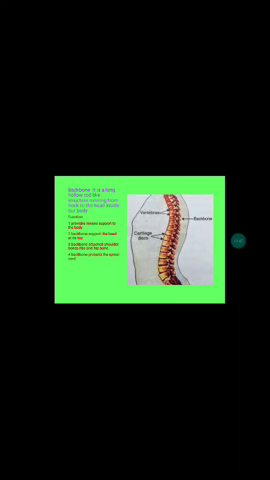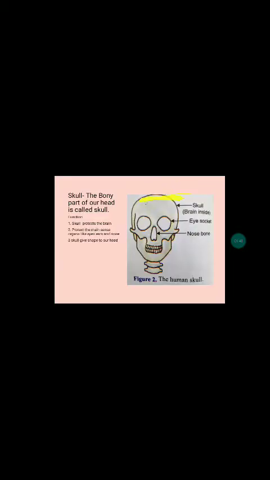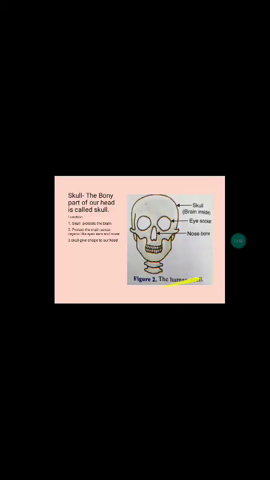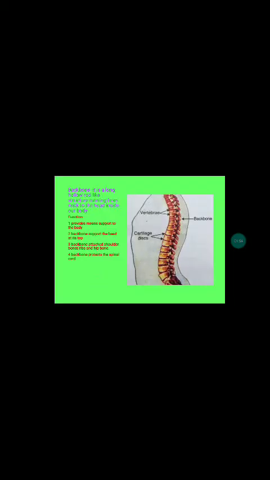Backbone supports the head at its top. Backbone is attached to the shoulder. This one is our part of the shoulder. So it is attached with our shoulder and hip bones. Now, the backbone protects the spinal cord. Inside our backbone we have a spinal cord, and the backbone helps to protect the spinal cord from injury.